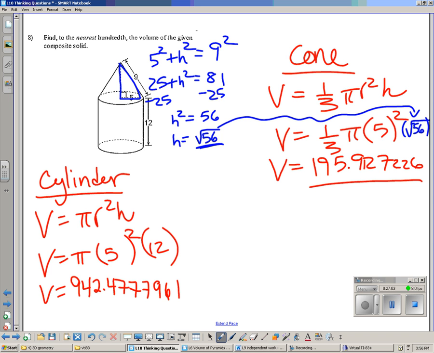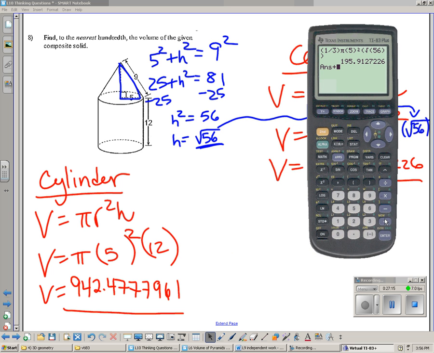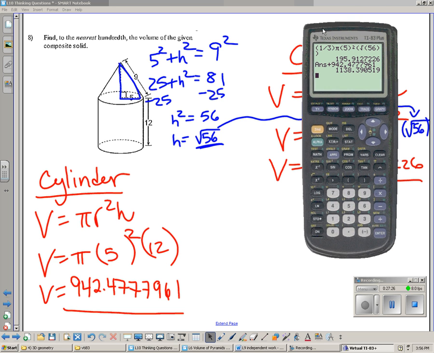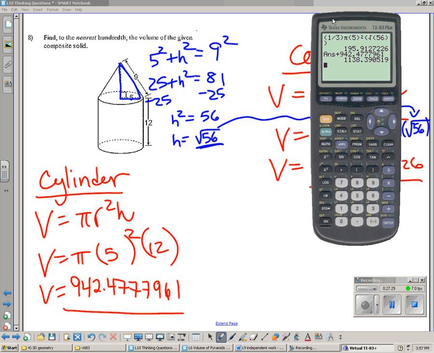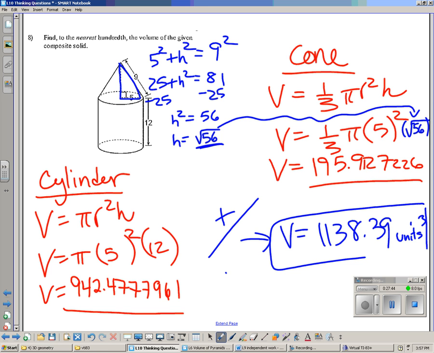So here are my two volumes. 942.4777961 plus the 195 point blah. So in my calculator, I can press answer plus 942.4777961, and we get 1138.39, rounded to the nearest hundredth. So the volume of the whole thing is this number plus this number. So the volume is 1138.39. They did not actually give us units, so this would be units, whatever they were, cubed. And there's our final answer.